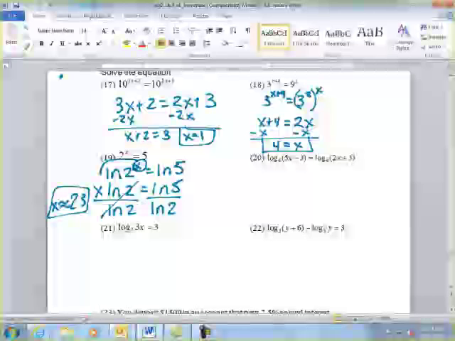Log equations then, what we did yesterday. On number 20, what do we notice? They're the same base. Everything matches on the two sides so far. Log matches log, 6 matches base 6, so that means other stuff should match. And solve from there.